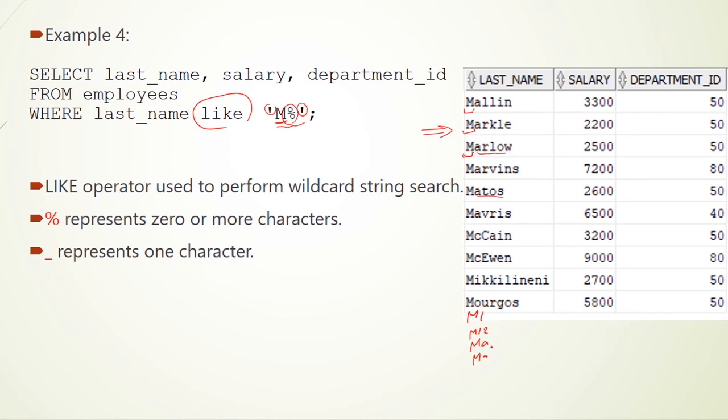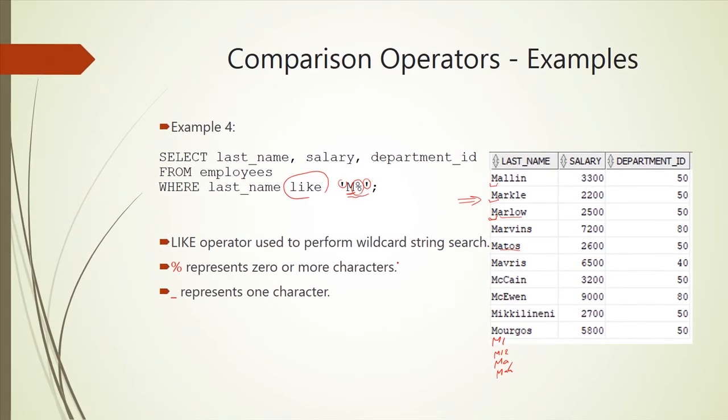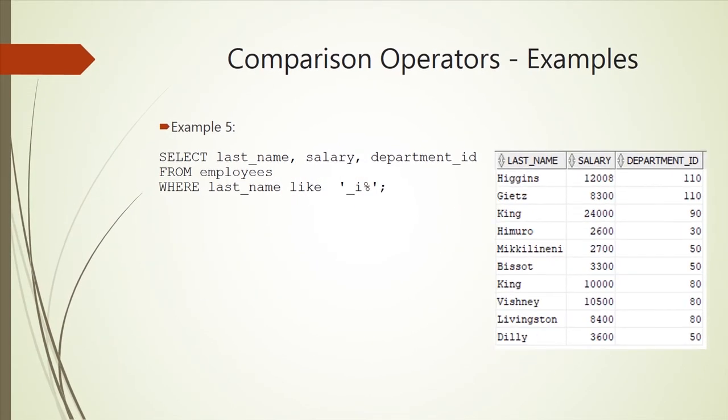It will also be returned by the select statement. As long as the employee name starts with M, M% means it returns all employees where the last name starts with M.